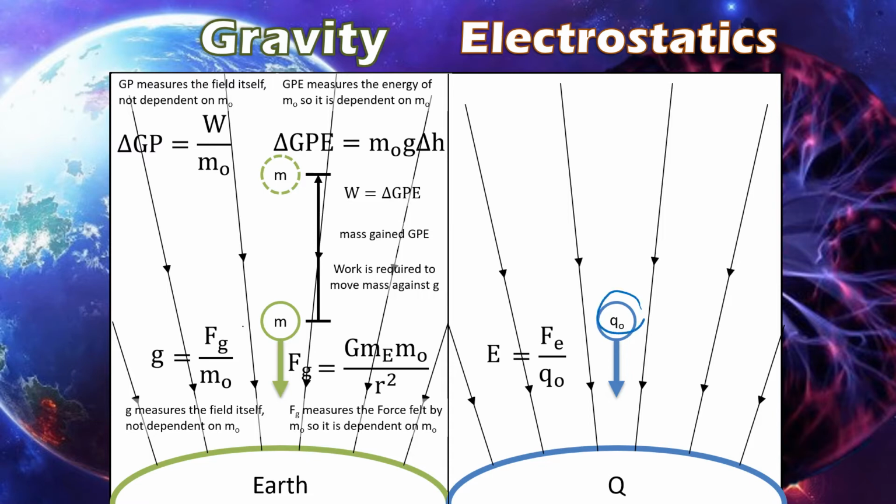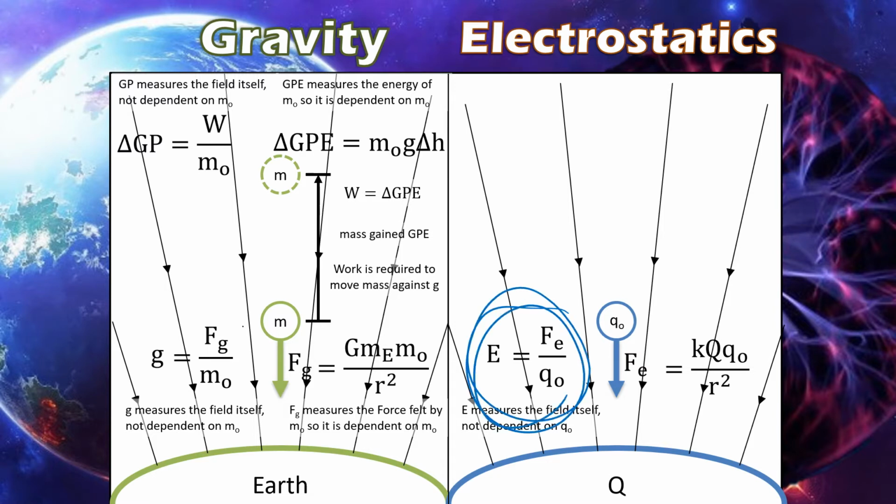So let's say you do put a charge there, it's going to feel a force, and that force is equal to K, the source charge, times the amount of charge that you place there, divided by R squared. That's how you determine the force. And that is dependent on the charge. So this says the electric field measures the field itself. It's not dependent on the charge. You're dividing out this charge. You're just measuring the strength of the field.